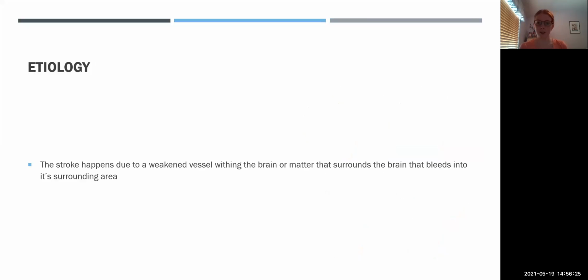So the etiology of hemorrhagic strokes is that hemorrhagic strokes occur by a weakened blood vessel that bursts either within the brain itself or in between the dura mater and the arachnoid mater that surrounds the brain. And as a result of the vessel bursting, blood then bleeds within that area.